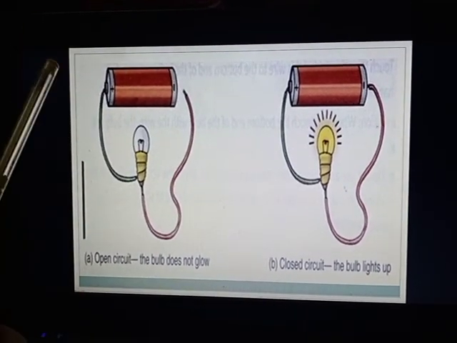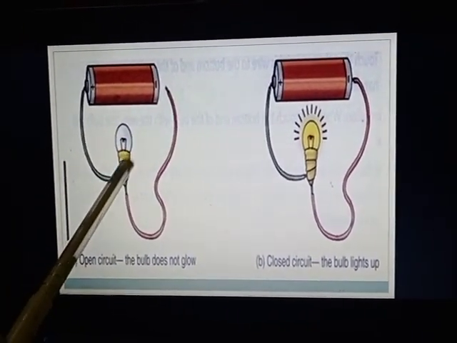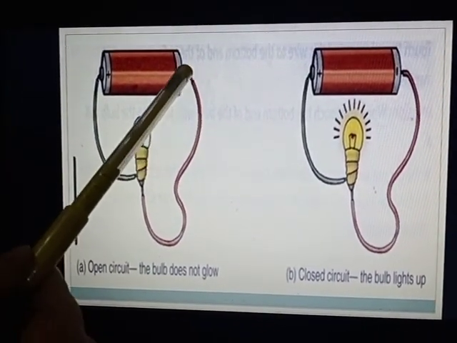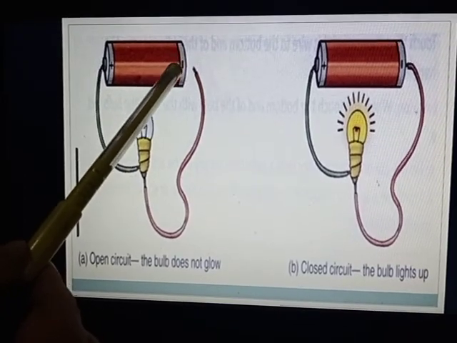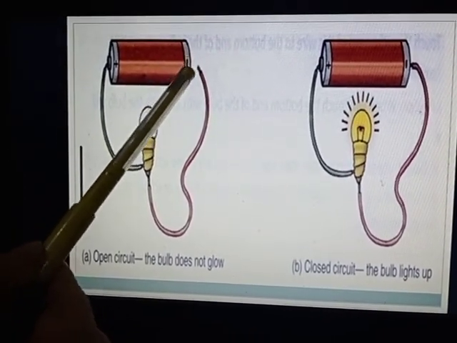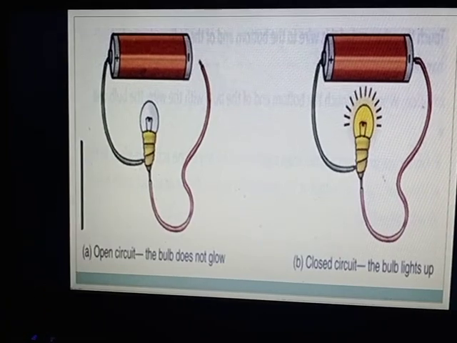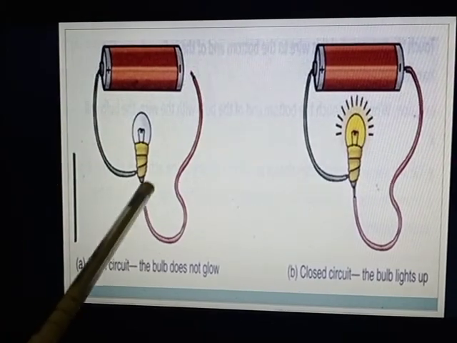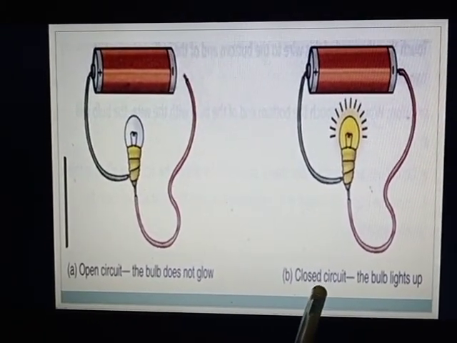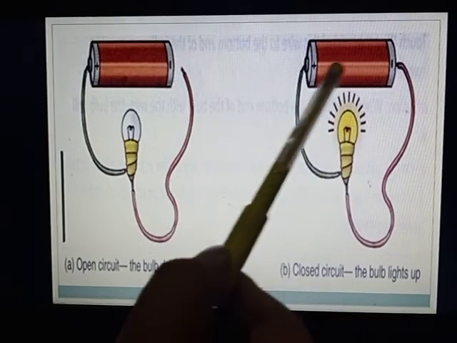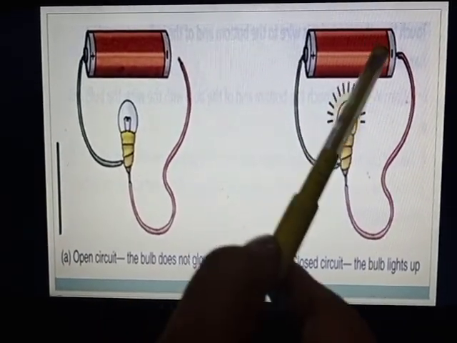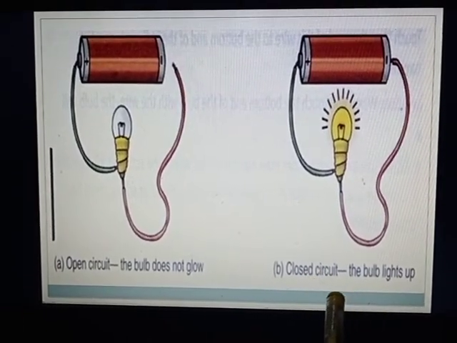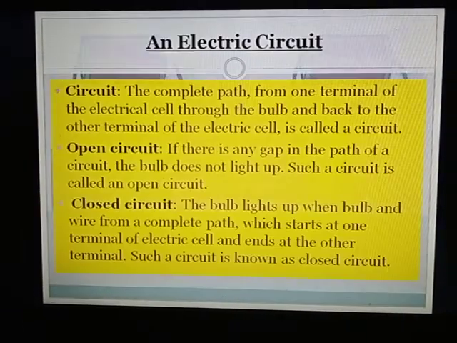Here this is a cell, the wire is connected to the bulb and another wire is also connected to the other terminal of the bulb, but this wire is not connected to the negative terminal of the cell, so the circuit is broken here. So this is an open type of circuit because the circuit is not complete. Okay, this is a closed circuit. Why? Because the two terminals of the cell get connected, so there is a flow of electricity in this circuit. So this is a closed circuit, so the bulb will glow.